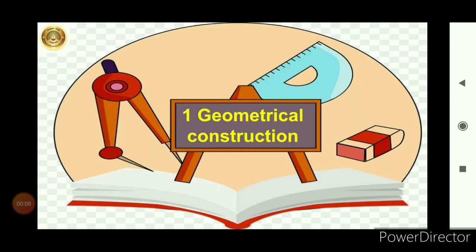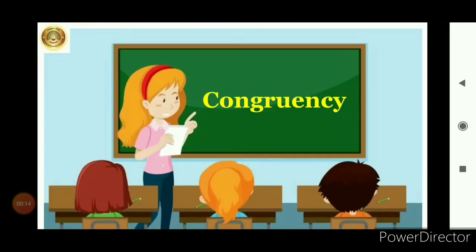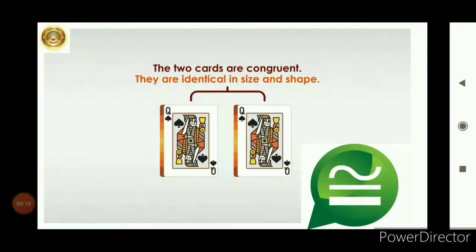We already started lesson number 1, geometrical construction. Today we are going to learn about congruency. Congruent means the figures or the shapes which are identical in size and shape. For example, here cards are shown. Now let's study about the segments, triangle and circle.